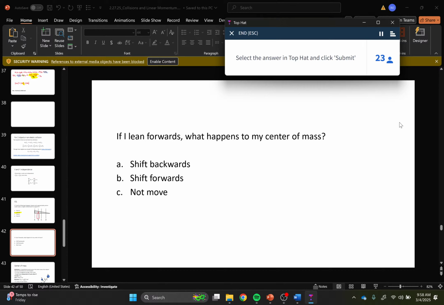Doesn't matter. Assuming the rest of your body, if you lean forward, the only part of your body that's affected is above your waist. The only part of your body that should be changing is above your waist.